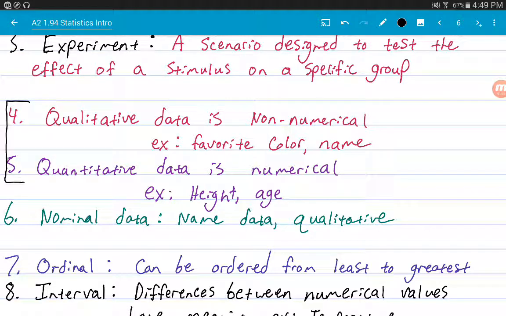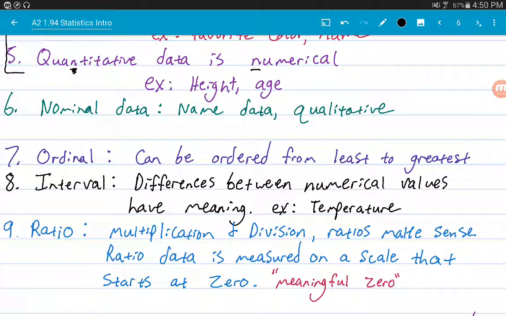Now, qualitative data, this is one category, one way that you can break up data. It's qualitative or it's quantitative. So qualitative is non-numerical, for example, like favorite color or name. Quantitative has an N in it for number, so it's numerical. And an example of that would be like height or age. There's another way to break up data. It's a little bit more nuanced, so it's a little better.